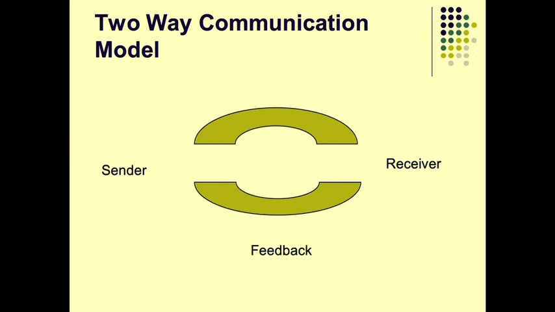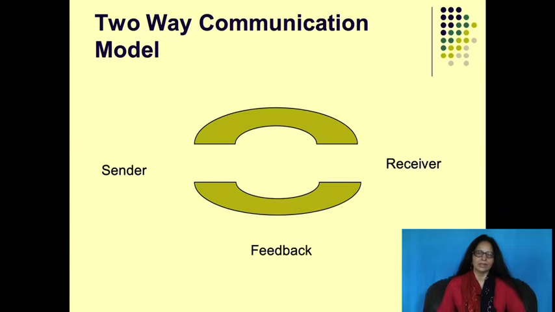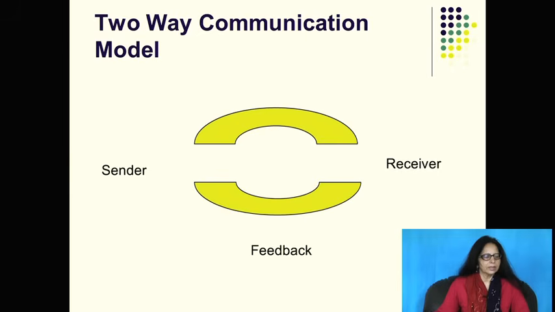Now in a two-way communication model, we have a sender and we have a receiver. So the message goes from the sender to the receiver. But the communication is not complete unless the receiver gives feedback. So suppose you signal to someone and you assume that person has seen your signal. So a communication loop is not complete unless the receiver gives his or her feedback.